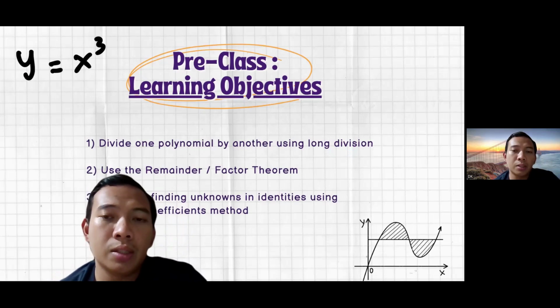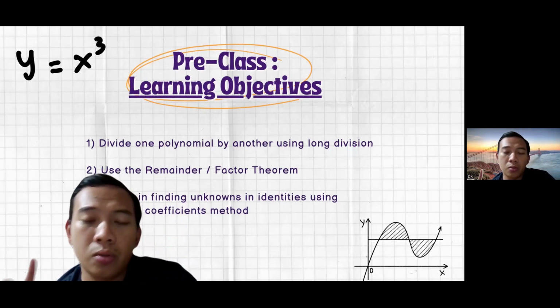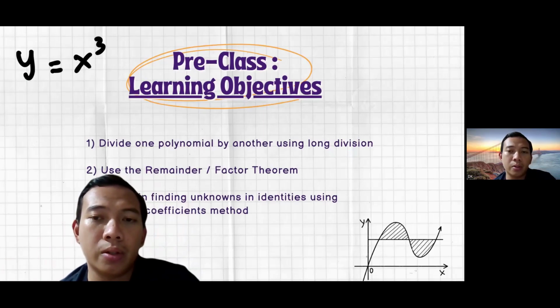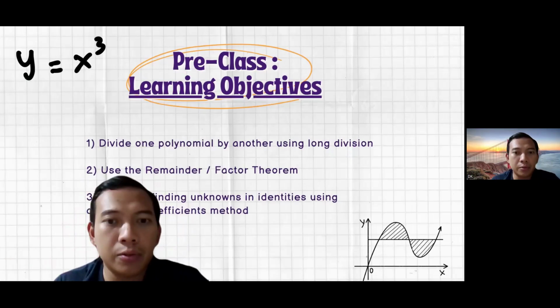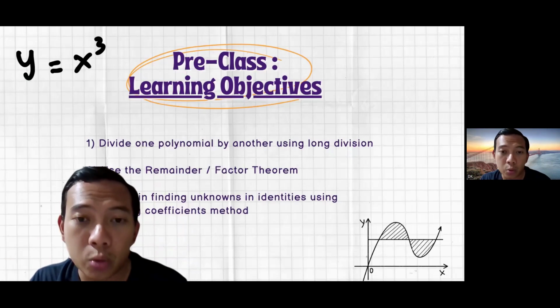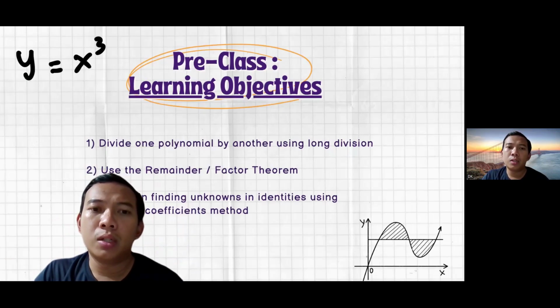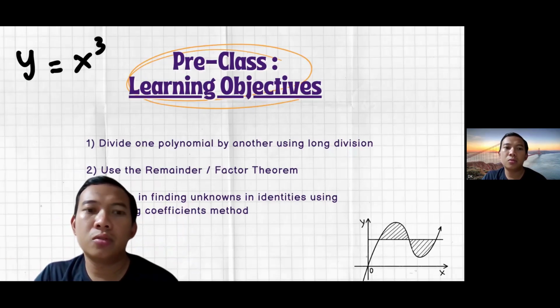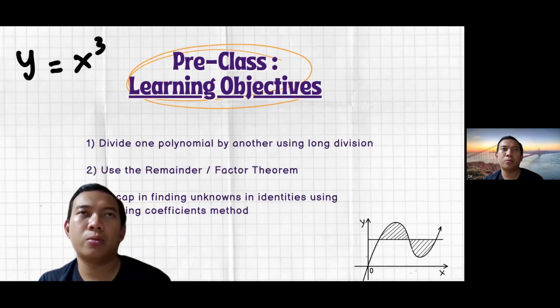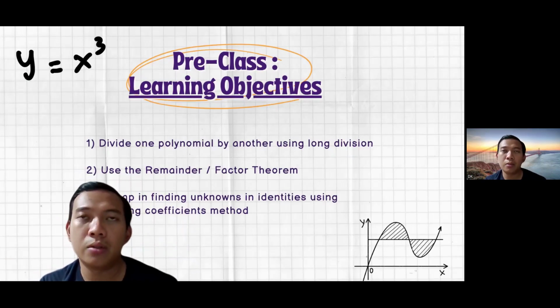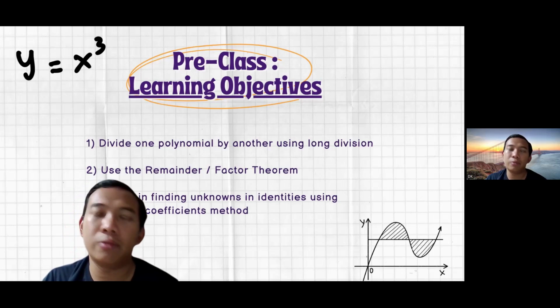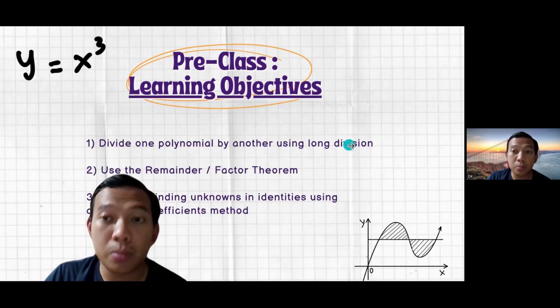In this recorded version, there are two videos. The first video is going to be on how to do long division, and the second video will be about the remainder and factor theorem. And along that will be a recap on finding the unknowns by comparing coefficients. I will go through more on that so that you all will be familiar with how to do it, as I told you in class, because this method will be used, reused, and reused again in polynomials.